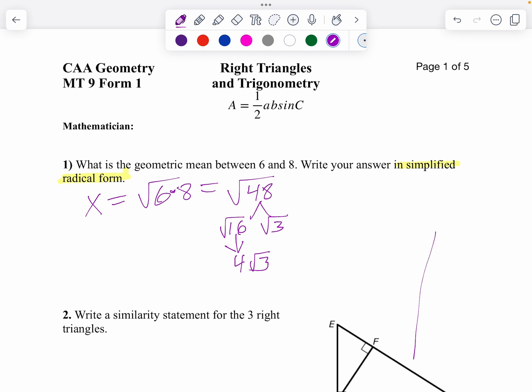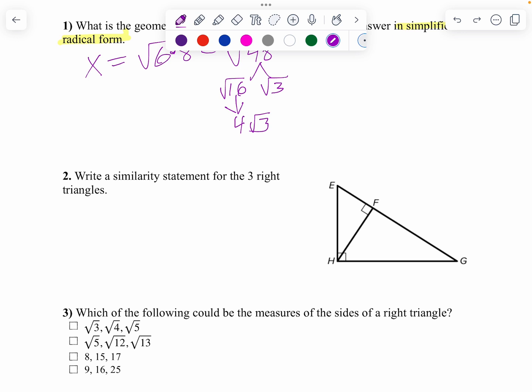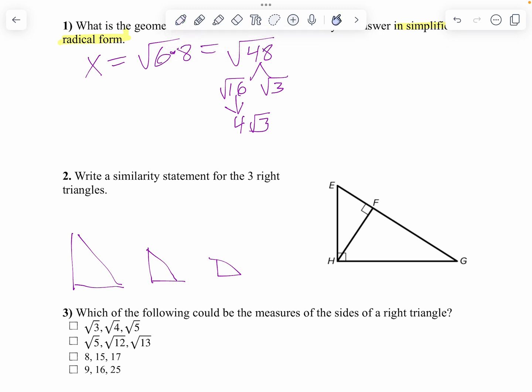Okay, question number 2. Got a number of incorrect answers on this one. Remember, from the seminar, we got a daddy triangle, a mama triangle, and a baby triangle. Let's start with the daddy triangle. In my daddy triangle, my right angle is at H.